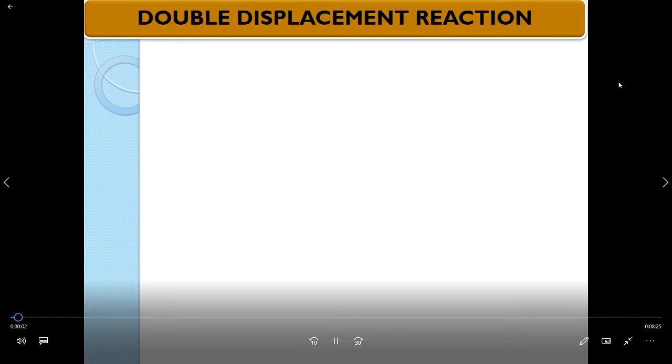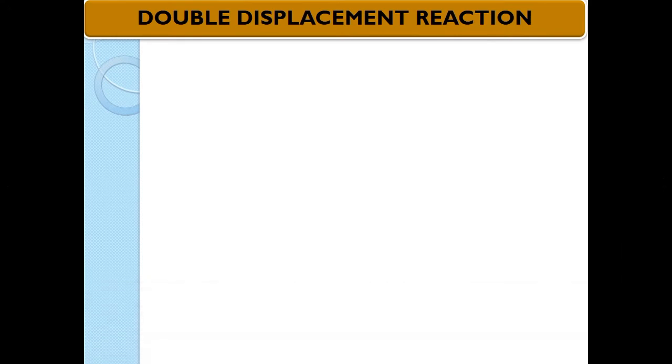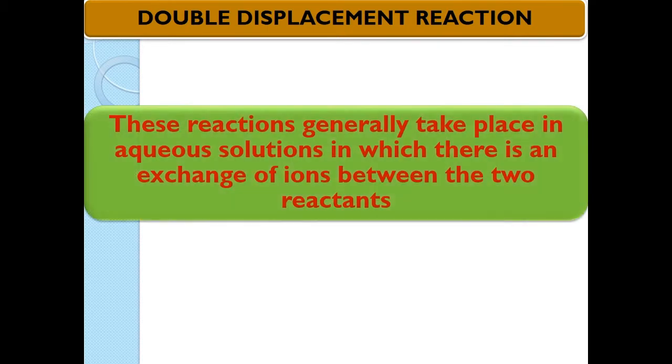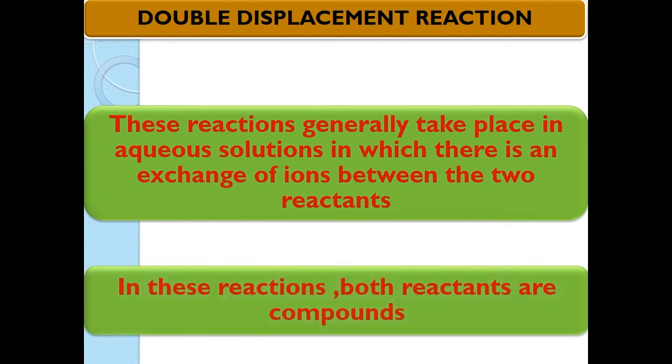Now you understand that during double displacement reactions, the cations and anions of two different compounds switch places, forming two entirely different compounds. Let us now discuss some features of double displacement reactions. These reactions generally take place in aqueous solutions in which there is an exchange of ions between the two reactants. In these reactions, both reactants are compounds.